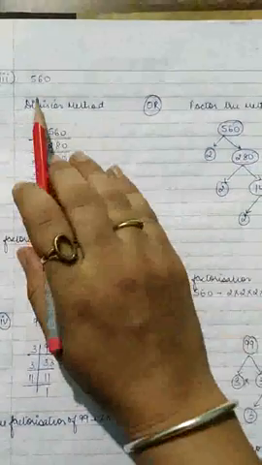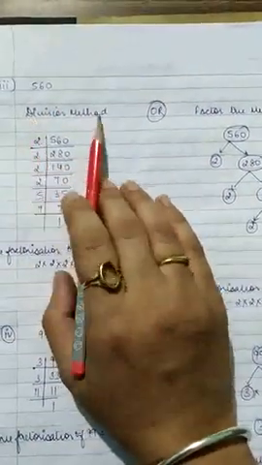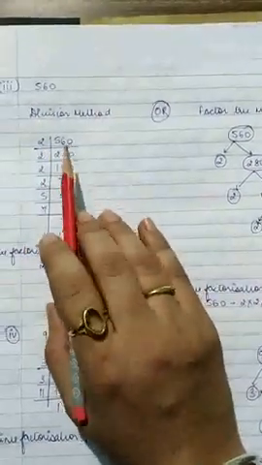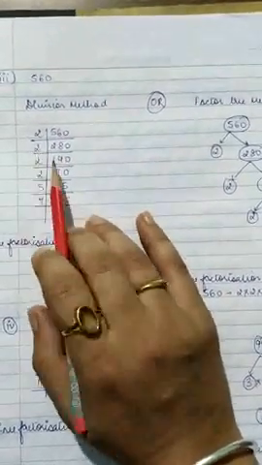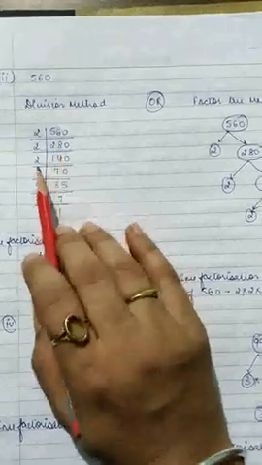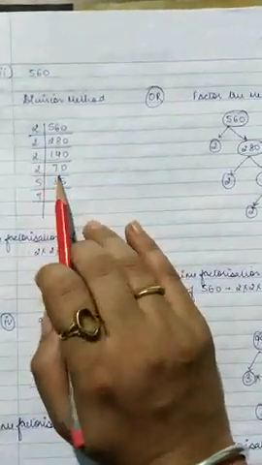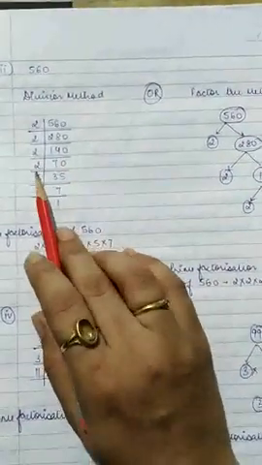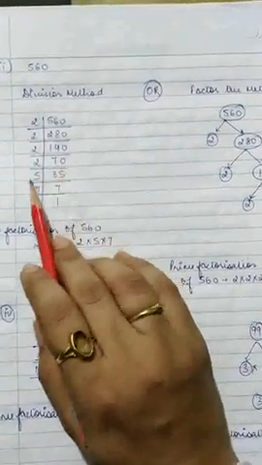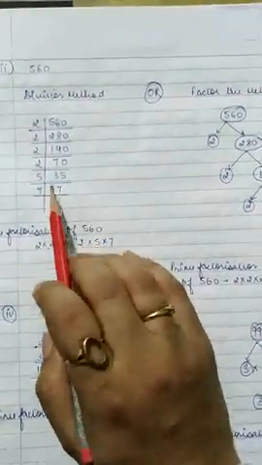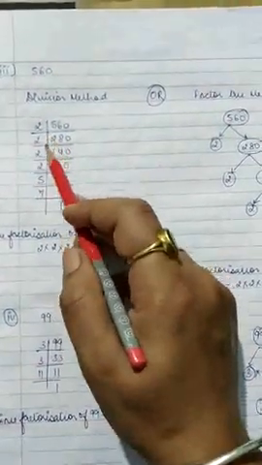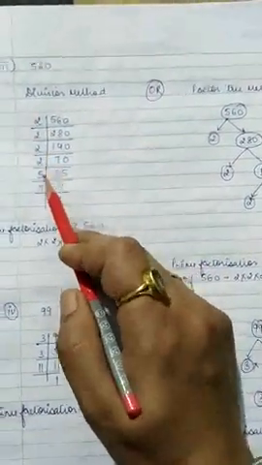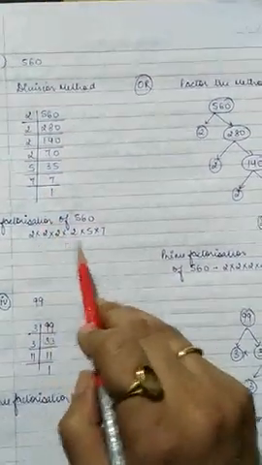Next part of this question is 560. So by division method, divided by 2, you will get 280. Again divide by 2, you will get 140. Then divide by 2, you get 70. 2 35s are 70 and 5 7s are 35. So 7 1s are 7. All these are the prime factorization: 2 cross 2 cross 2 cross 2 cross 5 cross 7.